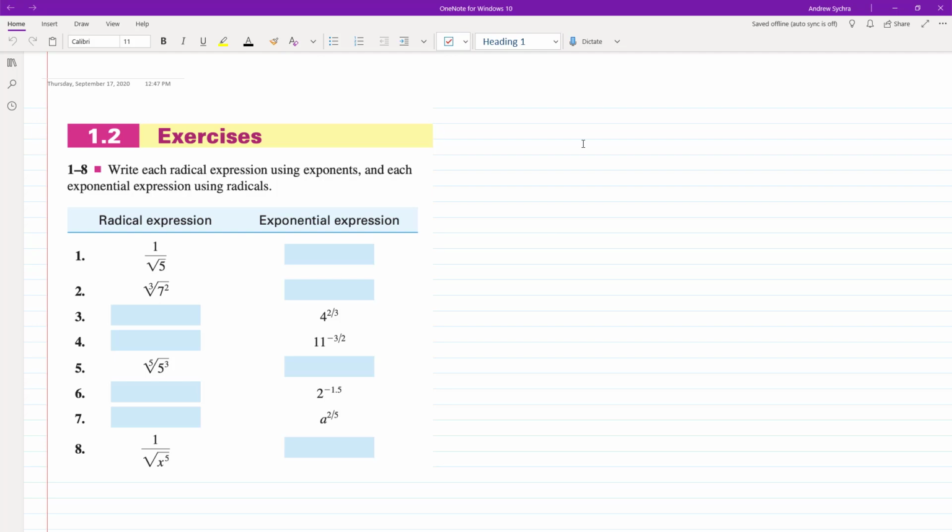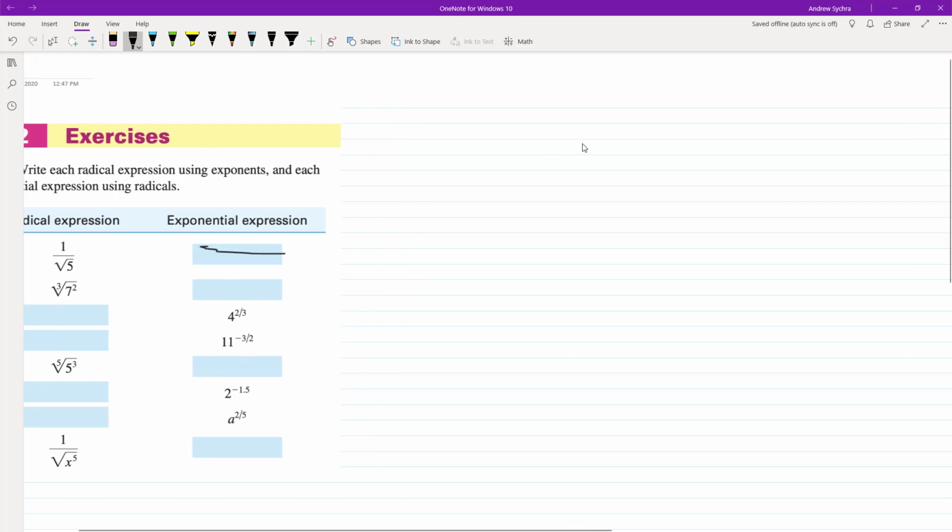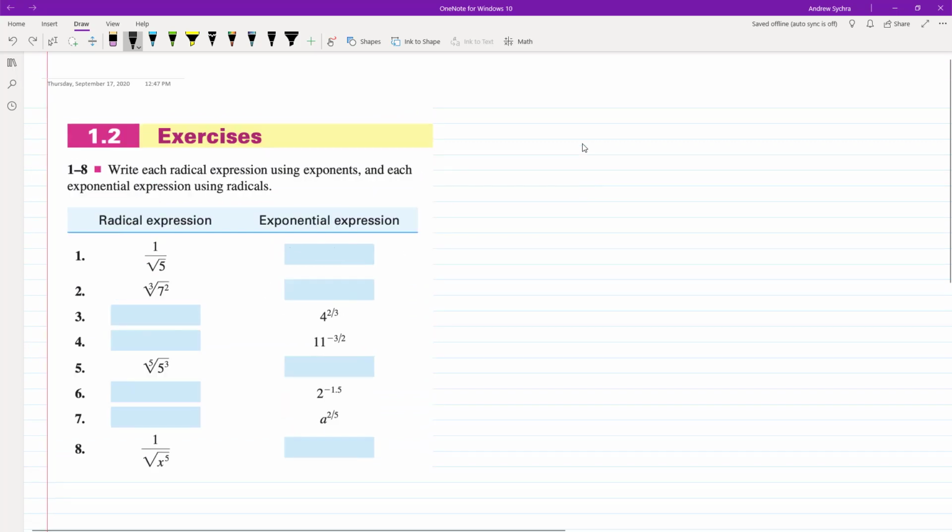So we want to rewrite each of these radicals as exponentials or vice versa. Starting off with 1: 1 over the square root of 5 is the same thing as 5 raised to the negative 1/2, because it's a negative exponent on the bottom, and raised to the 1/2 is a radical. Same thing as 7 raised to the 2/3, because that's a cube root. Cube root of 4 squared, you could put a 16 there. 1 over the cube root of 11 squared, or 121.